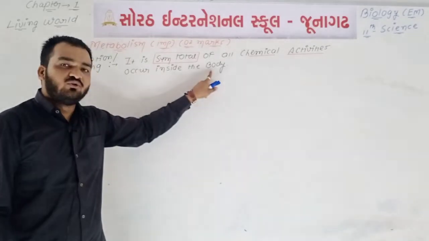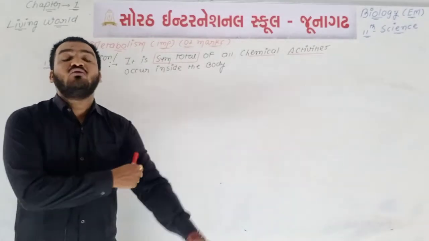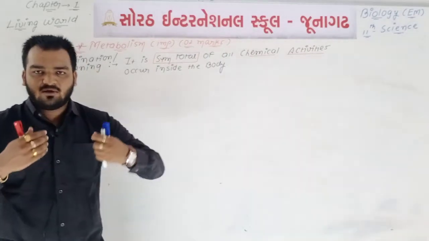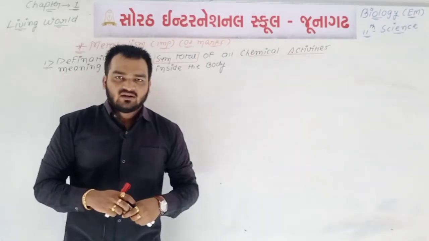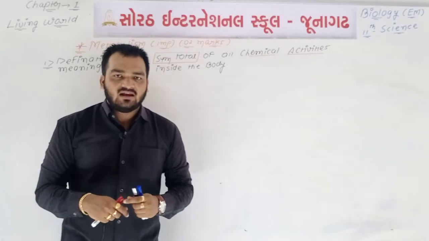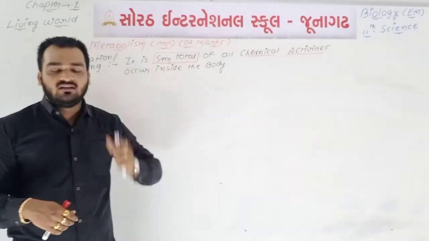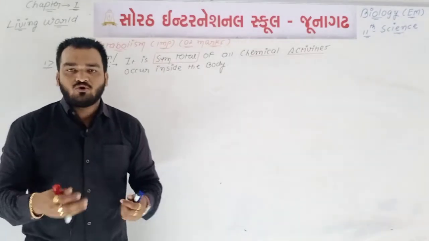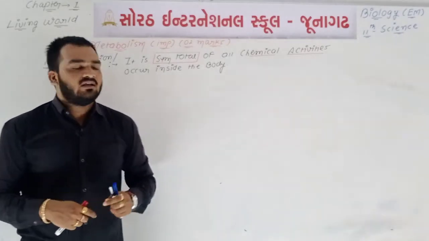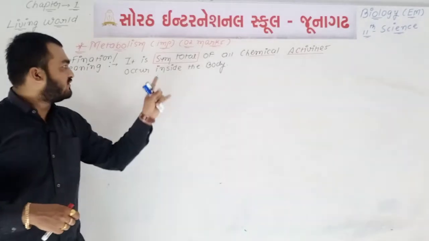If we are going to talk about multicellular organisms like humans, humans have so many different types of cells, and in all the different types of cells, different types of chemical activities will be performed. It is also known as metabolism. So see the definition.